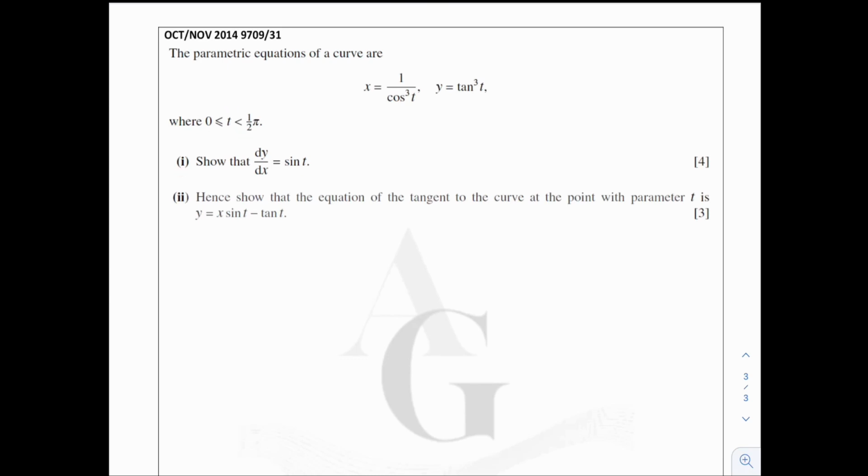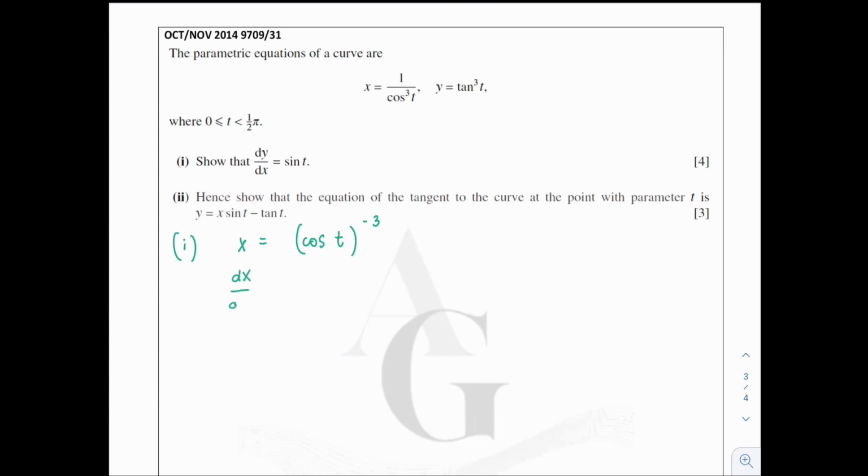For part 1, you are asked to show that dy/dx is equal to sin t. What we need to do here is to find dx/dt and dy/dt, then connect them by using the chain rule to find dy/dx. First step, how to differentiate x. I will rearrange x, expressing it in terms of cos t to the power of negative 3, and then we start to differentiate it.